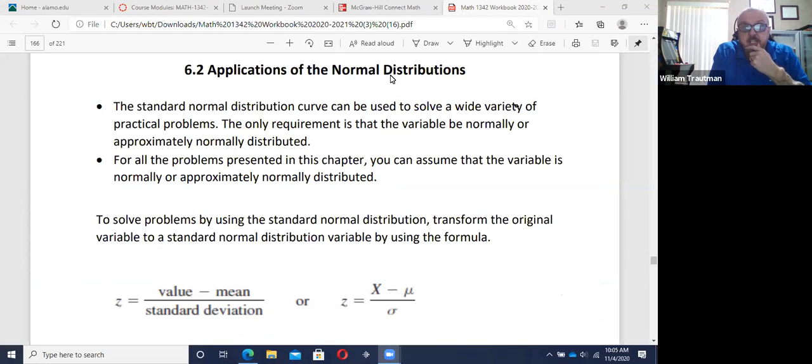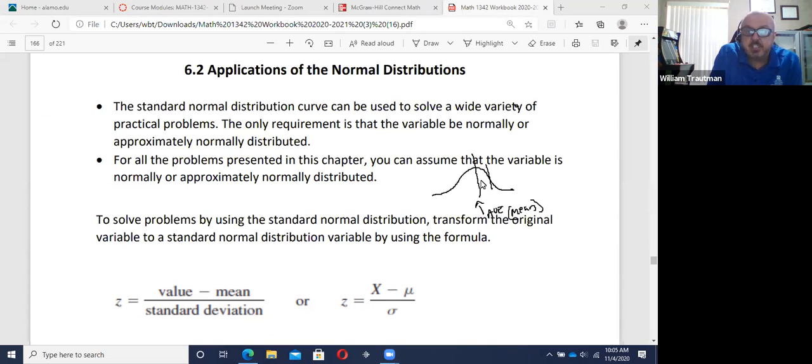All right, hi everybody. This is section 6.2. It has to do with the normal curve and normal distribution. Once again, normal curve and normal distribution looks like this. The center is the average or the mean. The center is a mean.